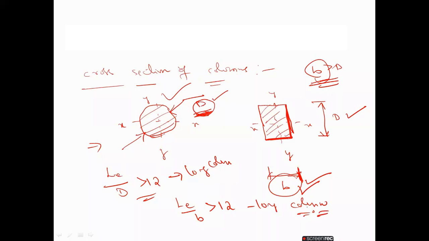So my dear students, coming to the long column, whatever I discussed here, when the ratio of effective length to the least lateral dimension is greater than 12, we call it a long column. In the circular cross section and also the rectangular cross section, the least lateral dimension is the diameter for the circular column. If you take the rectangular one, whichever is less, either width or depth, based on that we define the long column.